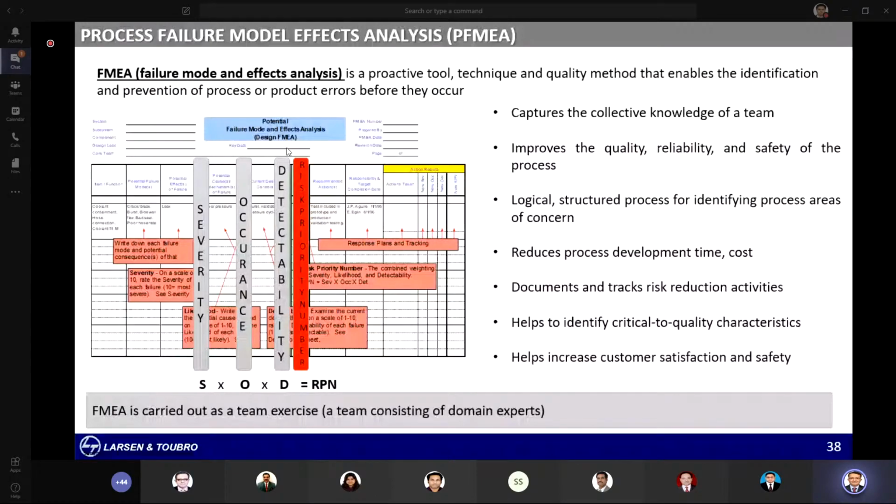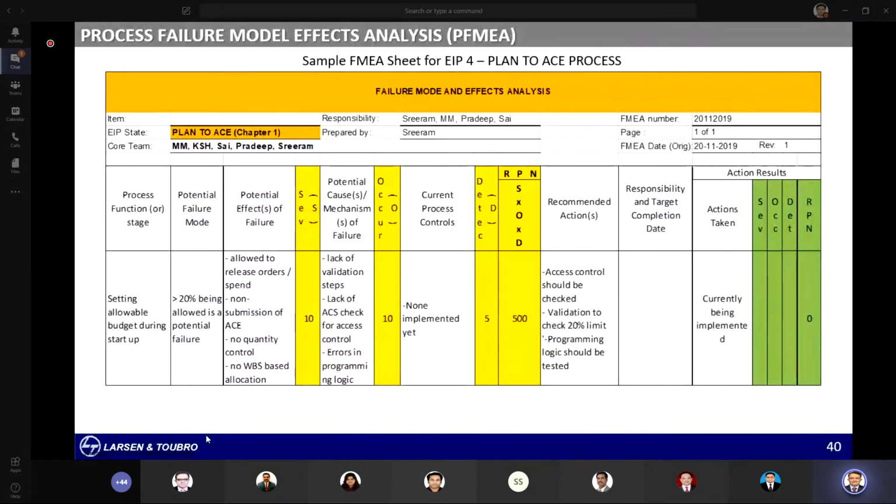Okay. So let me take that example. I'll come back to this slide in a minute. This is the example in the EIP, which we are all familiar with, in the plan to ACE process. In this particular process, there is a stage which we map. In this process, a stage called setting allowable budget during startup. That is nothing but a stage, and we identified that in it there is a potential failure mode.